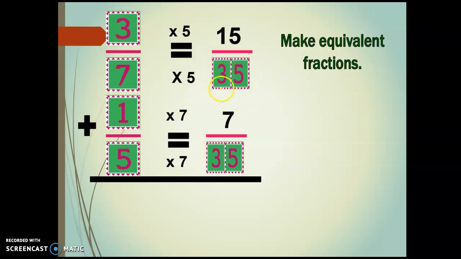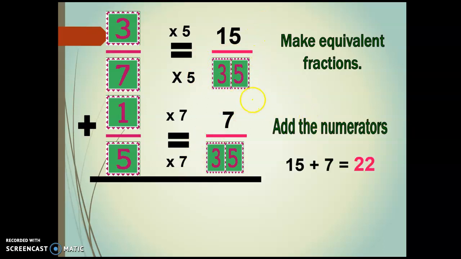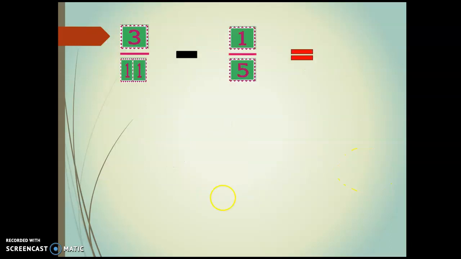After acquiring 35 as the common denominator, we add the numerators 15 and 7. So 15 plus 7, that's 22. Therefore, we copy the common denominator and then we write the sum of the numerators, 22 over 35. Next example, this time it's subtraction. 3 over 11 minus 1/5. Okay, so again, the same method, we look for the common denominator.